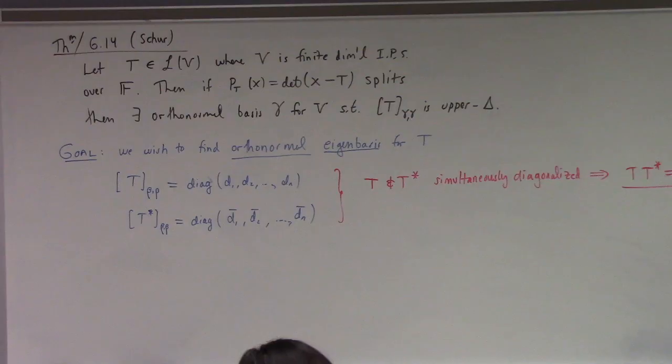Likewise, a complex n by n matrix A is normal if A star A is equal to A A star. All right?